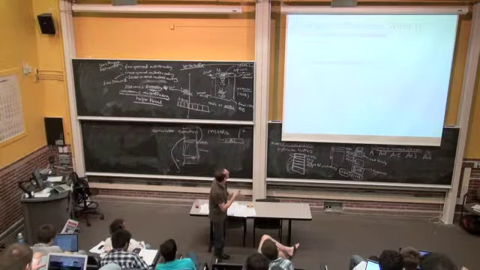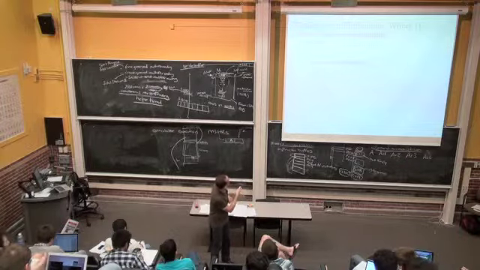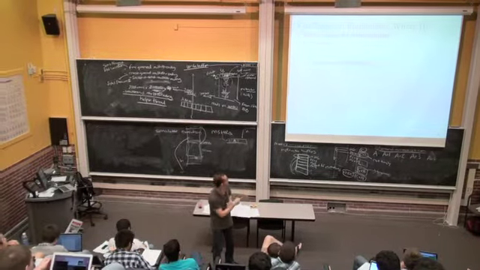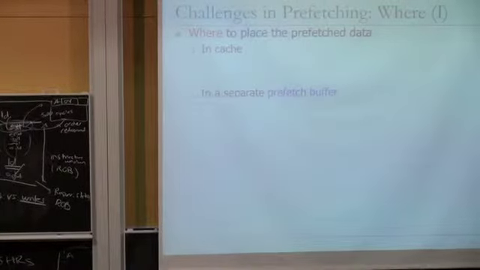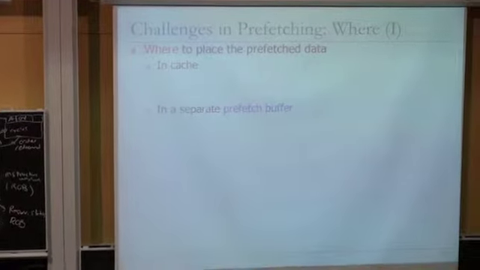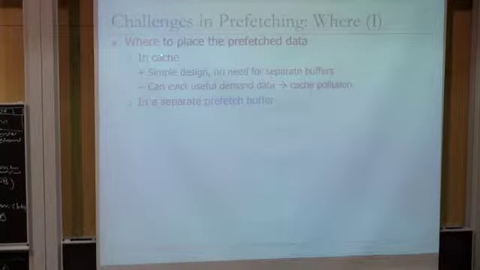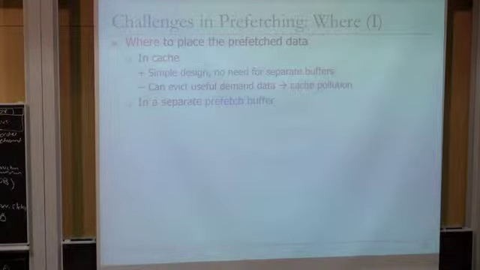Okay. So the next challenge is where do you actually place the prefetch data? Right. You could do it in the cache, or you could have a separate prefetch buffer. In fact, existing processors employ both, if you will. In cache, it's simple design, right? There's no need for a separate buffer. But the downside is you know already, right? Now you can evict useful demand data. Right? You could pollute the cache, if you will, with something that you prefetched. And you don't know if this is useful. Well, you don't actually know if the demand data is useful also, right? Because you don't know if it'll be used.